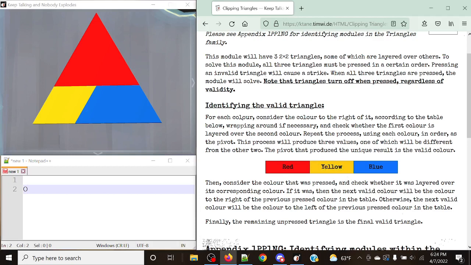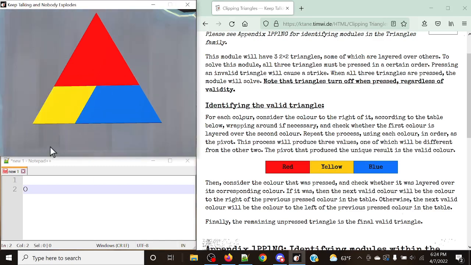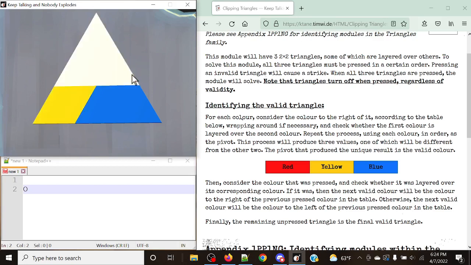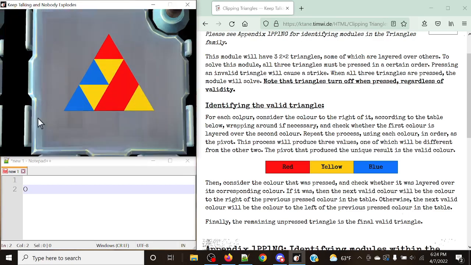Is yellow over blue? Is yellow layered over blue? In this case, yellow is definitely not layered over blue. And the way that we can tell this is because, for example, the bottom right of the triangle in this example is going to be layered underneath the blue here. So there would be up triangle, then down triangle in this example here. So let's take a look.